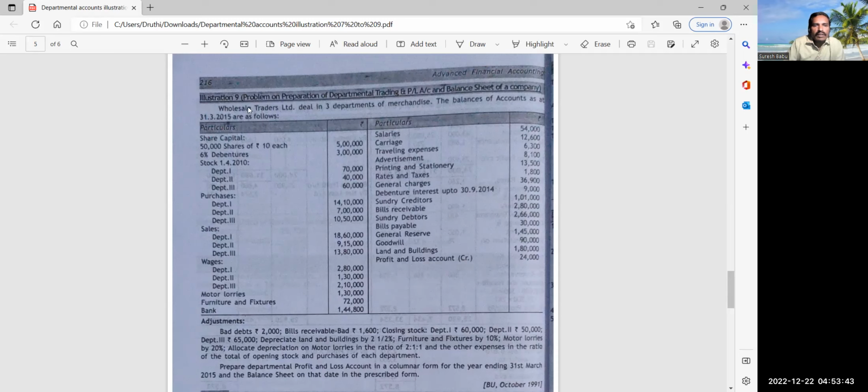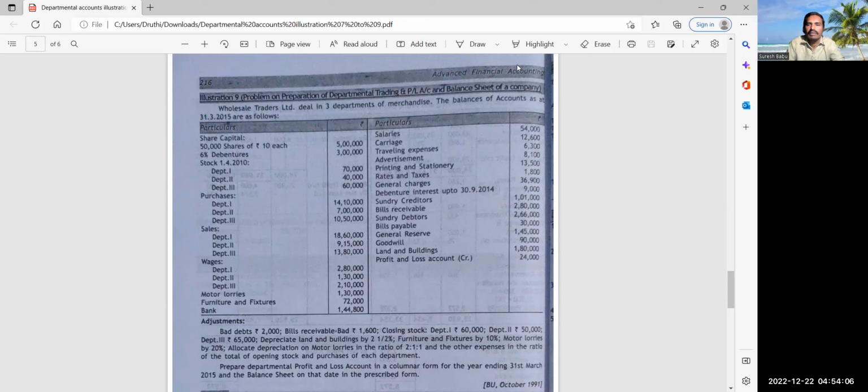So, illustration 9, problem 1, preparation of department trading and profit and loss account and balance sheet of a company. A little bit of extra items are being noticed here, one after the other. Now you have share capital, 50,000 shares of rupees 10 each, 5 lakhs.